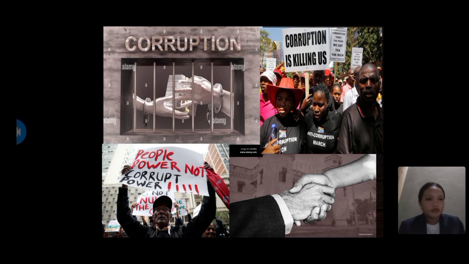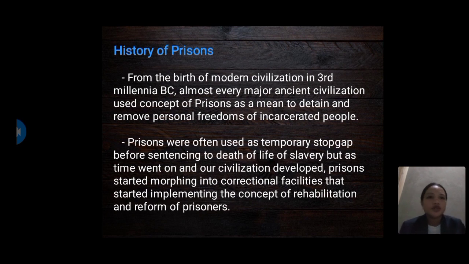So these are some pictures I got on the internet. So, history of prison. From the birth of modern civilization in the 3rd millennium BC, almost every major ancient civilization used the concept of prisons as a means to detain and remove personal freedoms of incarcerated people.